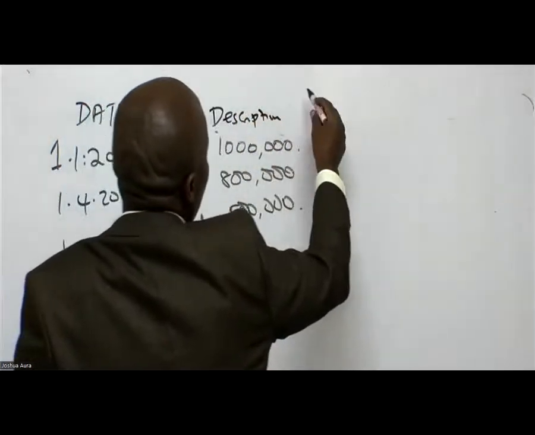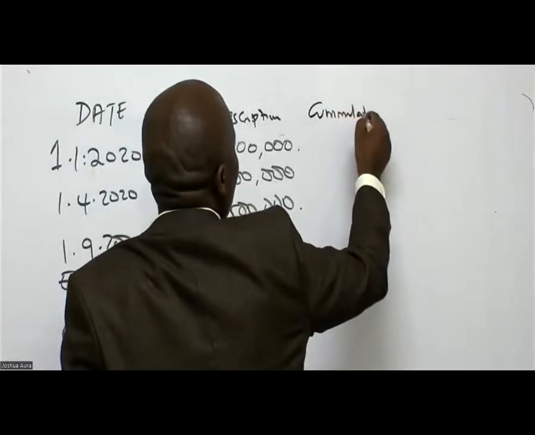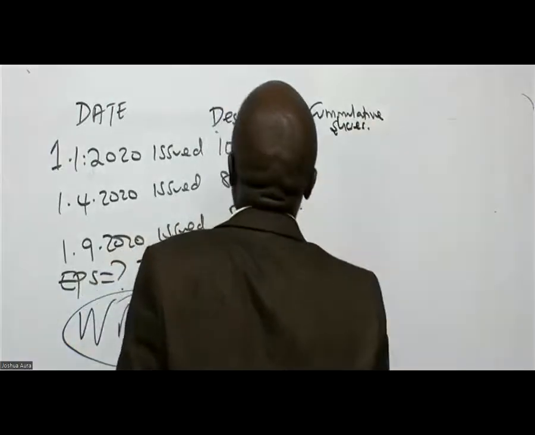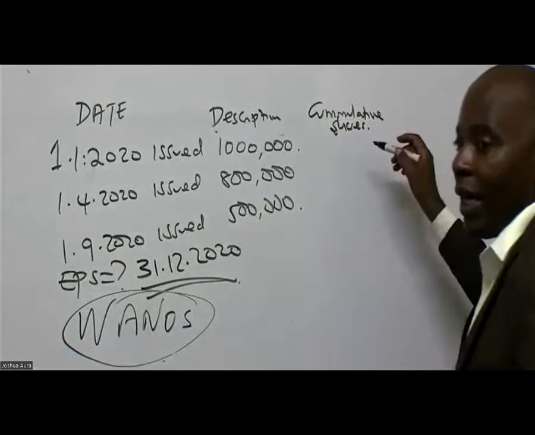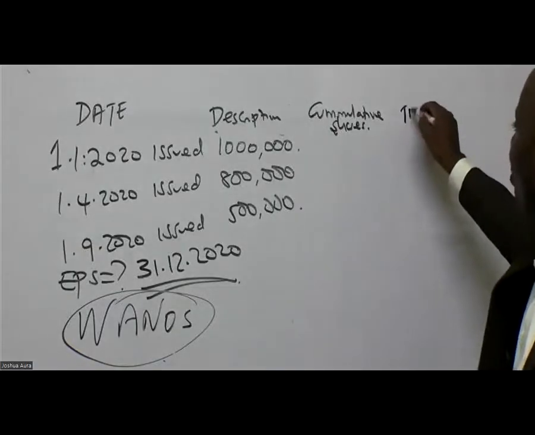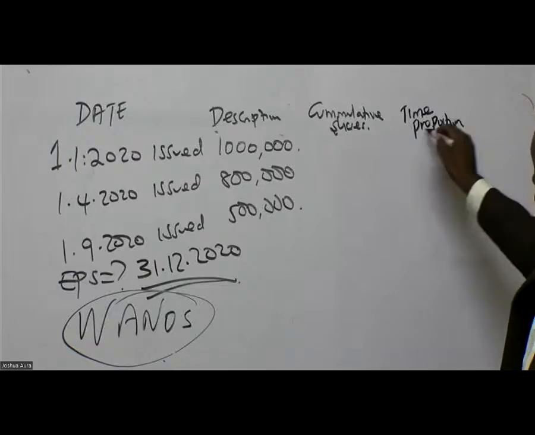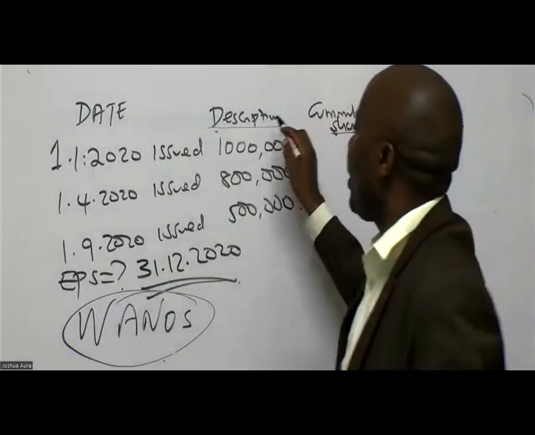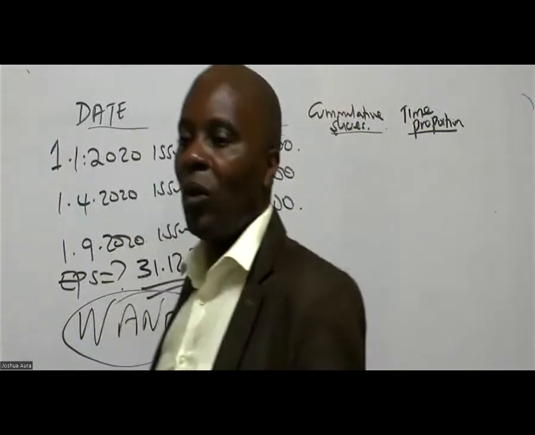And then we have, ladies and gentlemen, another column here for cumulative shares. And then we have another column here for time proportion. This is quite a simple example. Now listen to me.